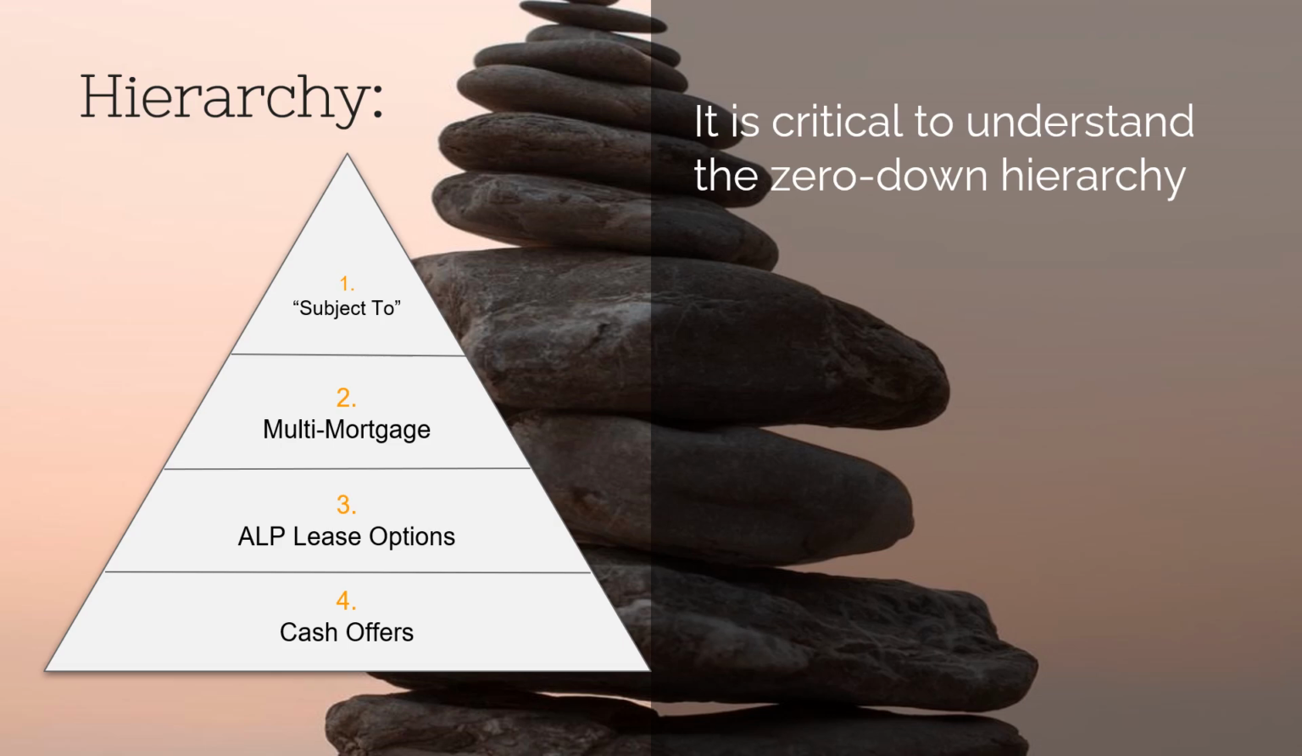We'll begin by discussing the properties we are interested in purchasing. The zero down hierarchy for purchasing the property is listed below, from the highest to the lowest. I will immediately follow this section with definitions and discussions of the advantages and disadvantages of each type of investment.